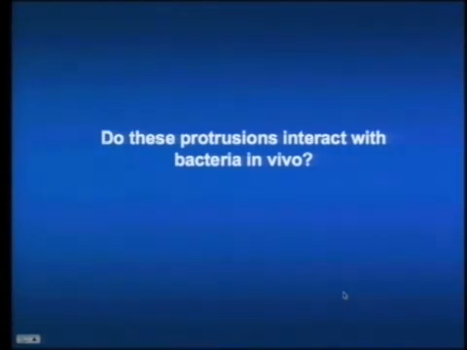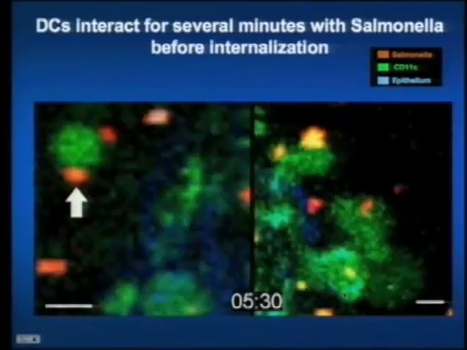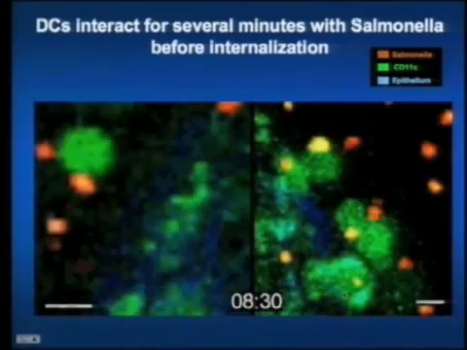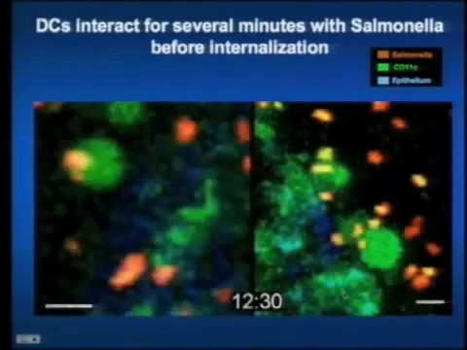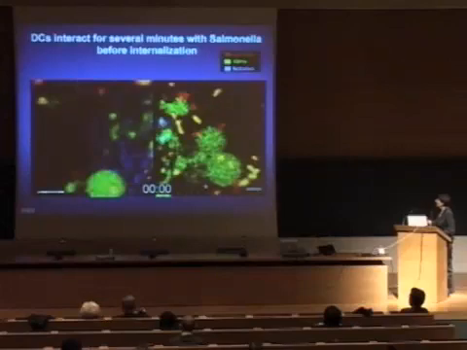So then the question was exactly whether these protrusions would interact with the bacteria in vivo. And so here again the DC protrusions are in green and the bacteria are in red. You can see that there is a very long-lasting interaction between the dendritic cell protrusions and bacteria here and there, and it can take also 10 minutes of interaction.